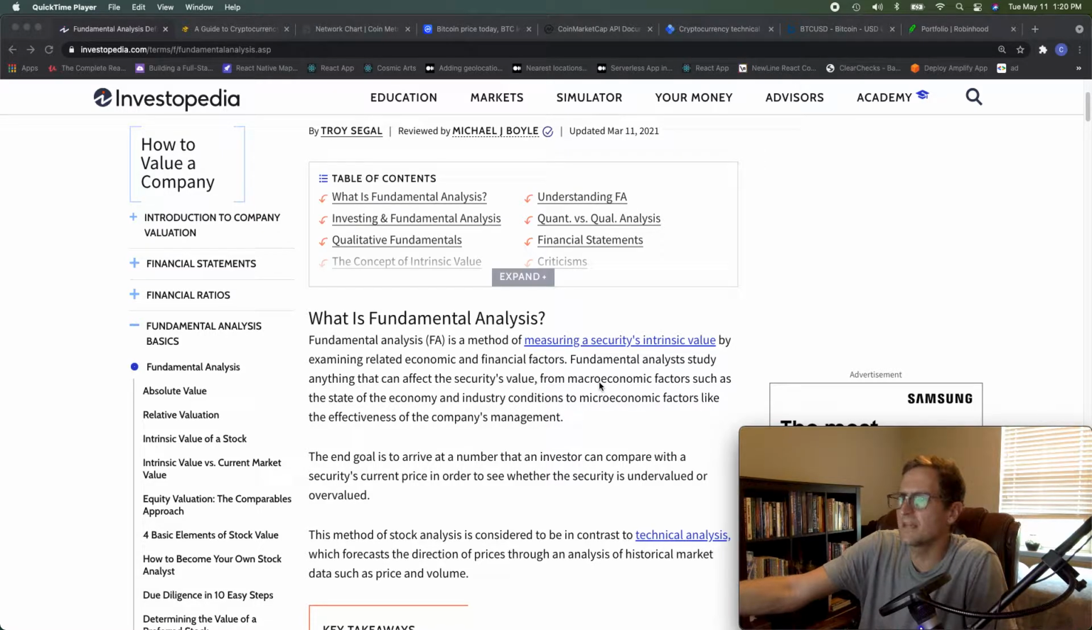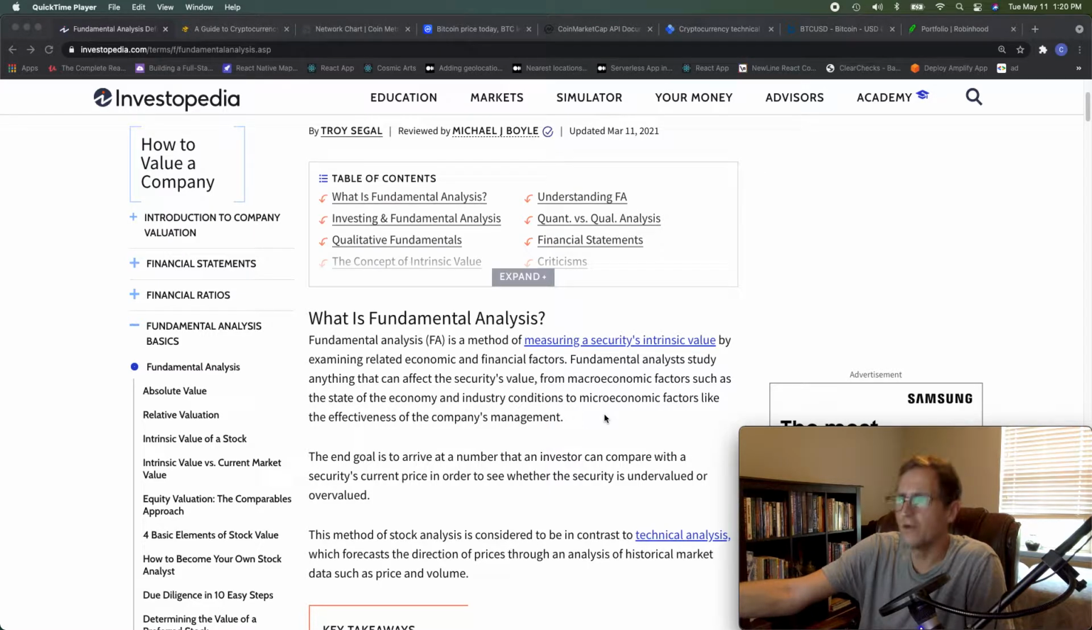Some examples of macroeconomic factors could be the housing market right now. There's a huge housing shortage right now due to the coronavirus. Due to that, companies that deal with real estate, like Freddie Mac and Fannie Mae, are being affected by that. The price of lumber has gone up. These are macroeconomic factors that are affecting the real estate market.